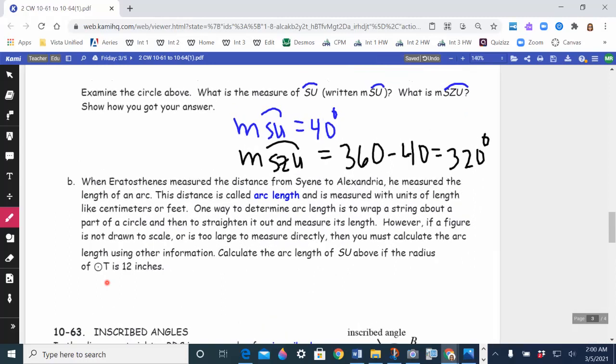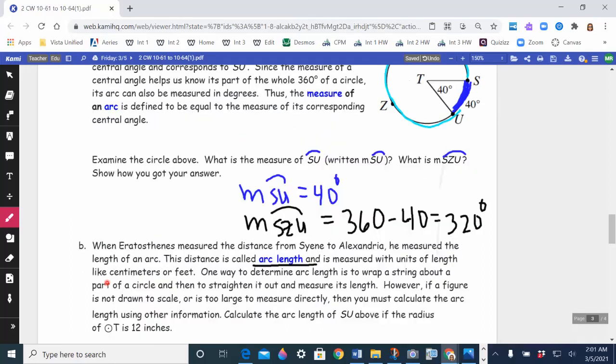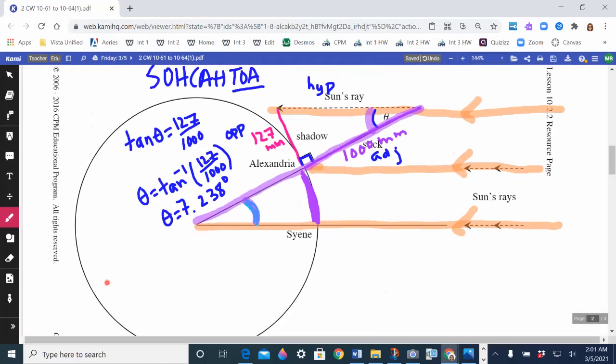Okay, now here they're talking about that arc length. So when he was saying that he was 500 miles away from Syene to Alexandria, that is an arc length. That 500 was the arc length. The central angle in the picture, let me just go back to it. So the arc length, this was the arc length. This central angle was the 7.238. That was the central angle. That is an arc measure. The 500, which is part of the circumference, is an arc length.